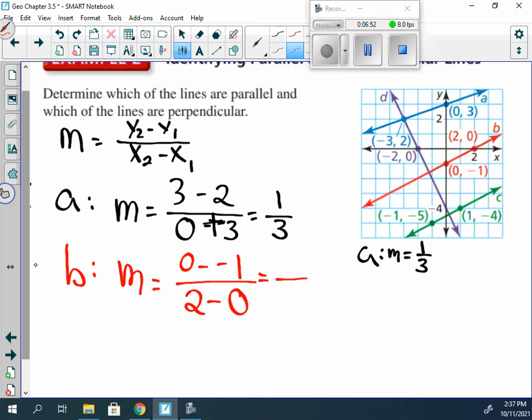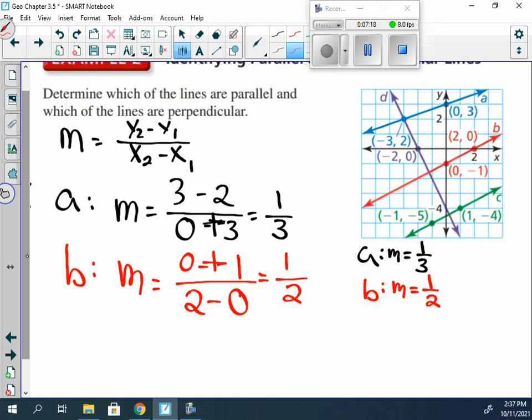And again, at this point, we could plug this into the calculator, or we can do this by hand. 0 minus -1 is the same as 0 plus 1, because the negative and negative make a positive. And 0 plus 1 is 1, over 2 minus 0, which is 2. So the slope of line B is 1/2.